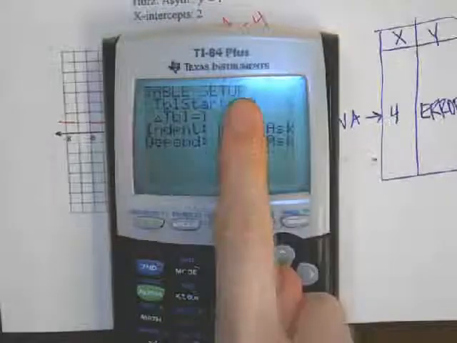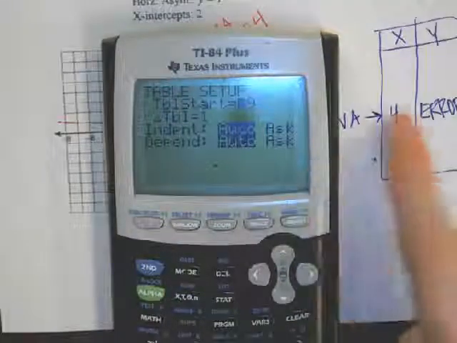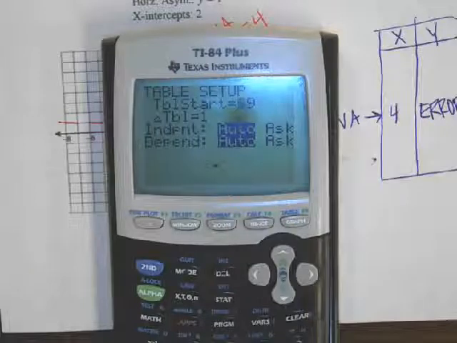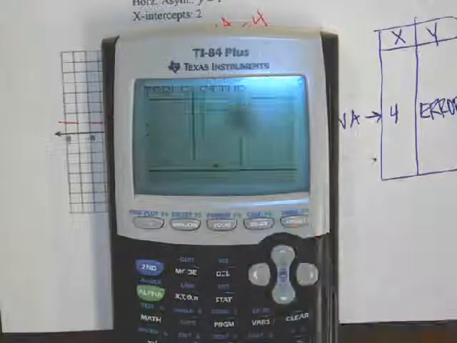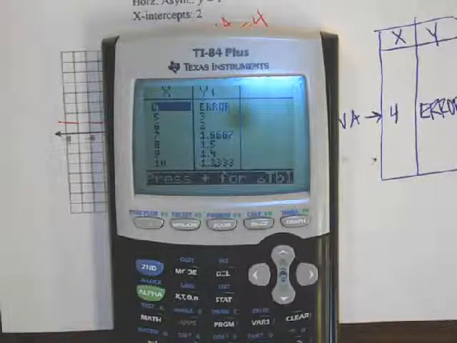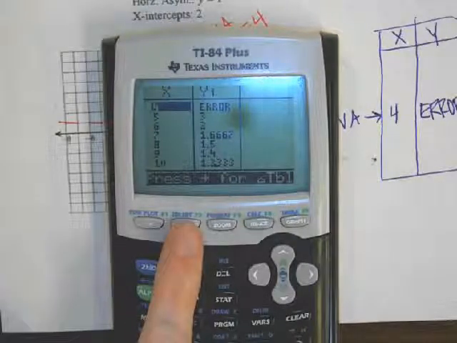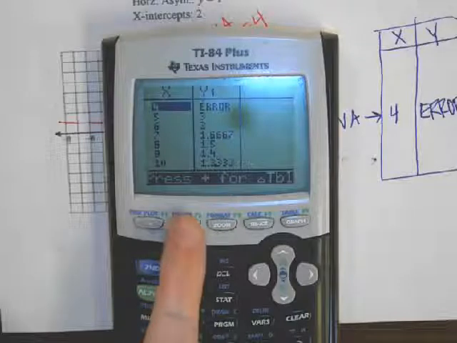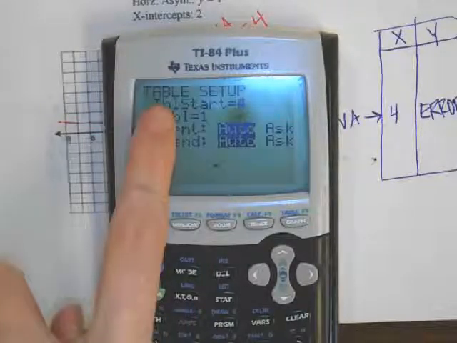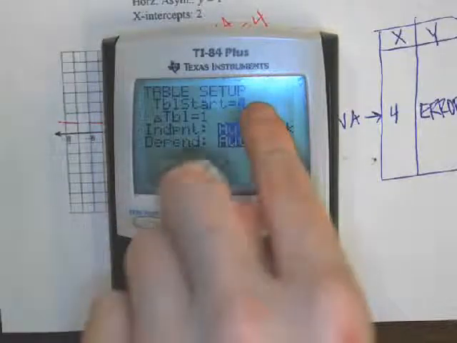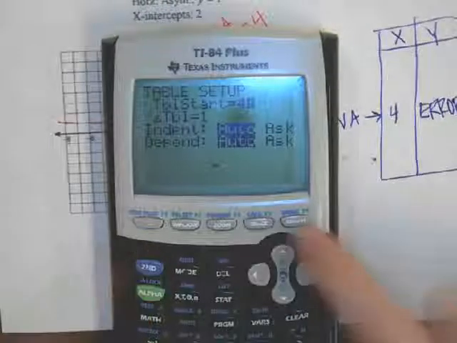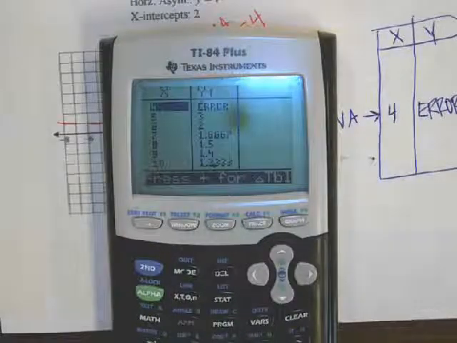What do you want it to start at? Well, we want it to go to 4. So I'm going to hit 4. Go back to your table, second table. Bam, you're at 4. Where it says table set, that's where you're setting your table. So go to blue, table set, and then you start the value at whatever you want. So we wanted it to start at 4. Your table starts at 4. You don't have to sit there scrolling.